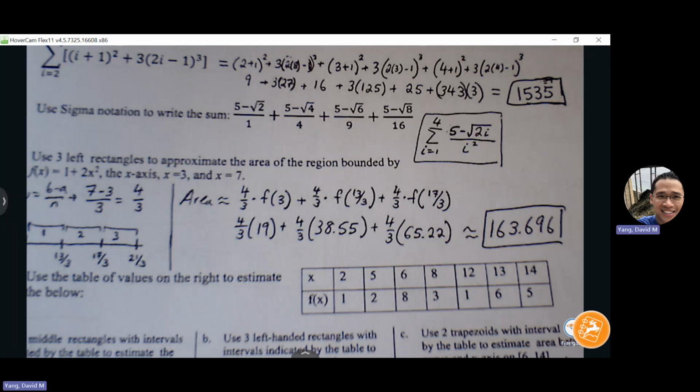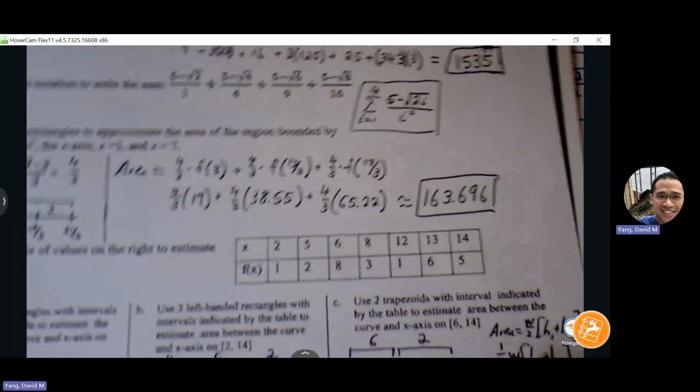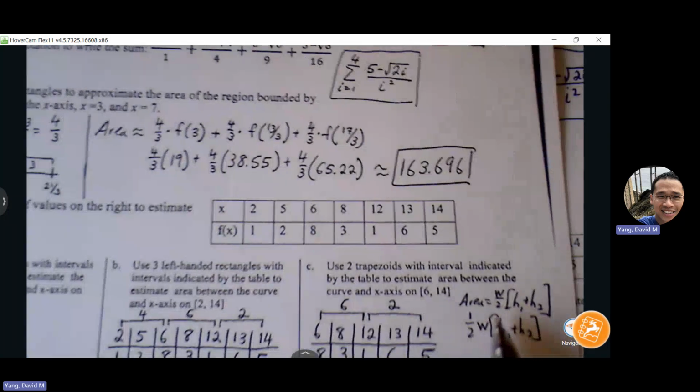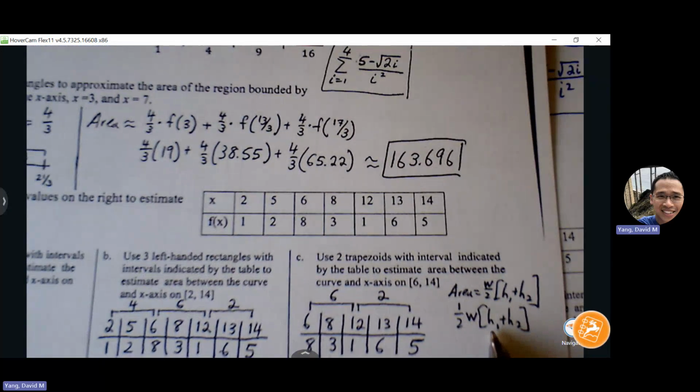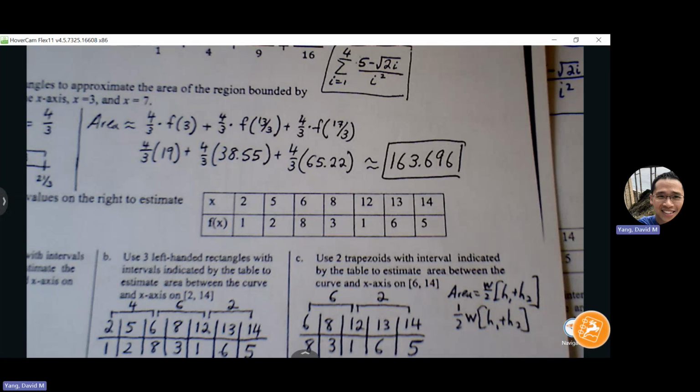Riemann sums, I think let's skip number 4. I think we should be pretty comfortable with it. The only thing is, be careful and make sure that you memorize your trapezoid area formula: one half width times height 1 plus height 2. So make sure you memorize your trapezoid area. Okay, let's go to number 5 and do a limit definition.